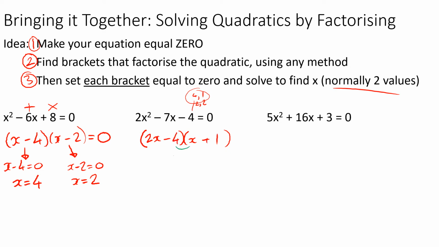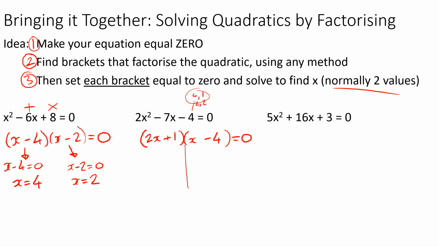See if that works. We get minus 4x plus 2x. No, that would give me minus 2x, so it's not that. So what about if we switch those two around? What about if we say plus 1 and minus 4? That would give me plus 1x minus 8x. Yeah, that equals minus 7x. So there is our factorising.